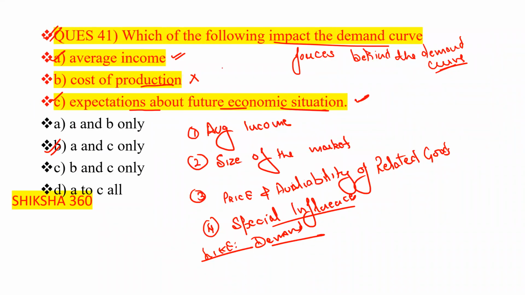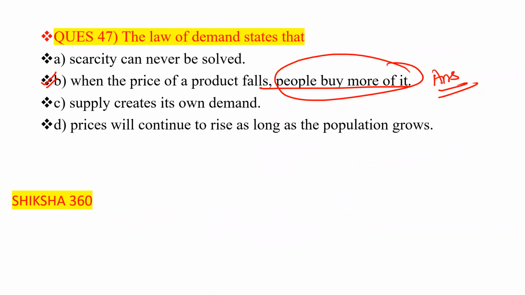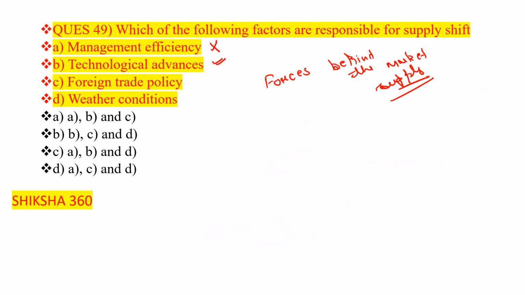Cost of production does not impact the demand curve, it will impact the supply curve. Clear? It will impact the supply, so please remember that one. This is also one of the points under the supply curve, so this one is correct. Foreign trade policy is also one of the points.